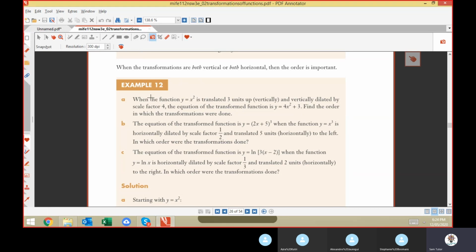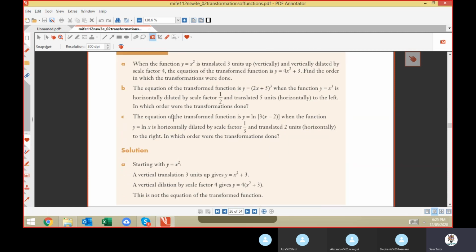So it's saying here, when the function y equals x squared is translated 3 units up and then vertically dilated by scale factor 4, the equation of the transformed function is y equals 4x squared plus 3. Find the order in which the transformations were done. What would have been done first? Would you have translated it 3 units up and then dilated it by 4? No. If you translate it up 3, then that becomes x squared plus 3, and then timesing it by 4 will give you 4 bracket x squared plus 3, which is not this. You would have first done a vertical dilation of 4, then translated it up 3 units.